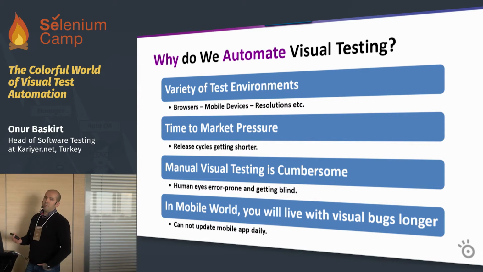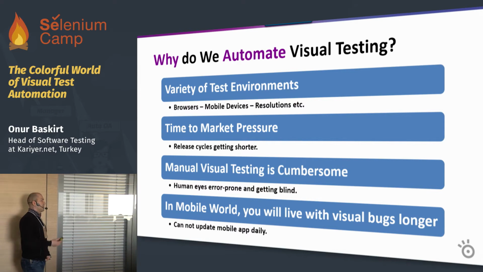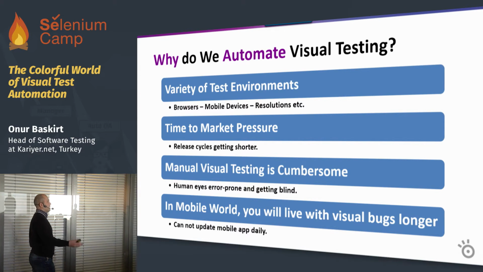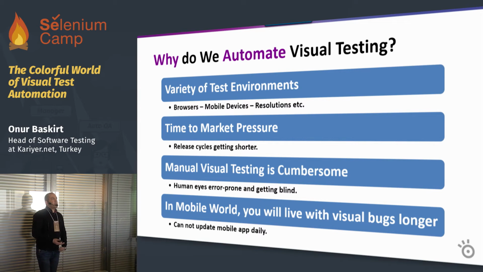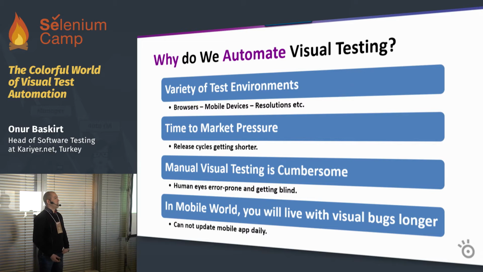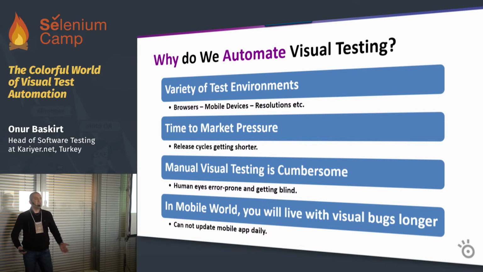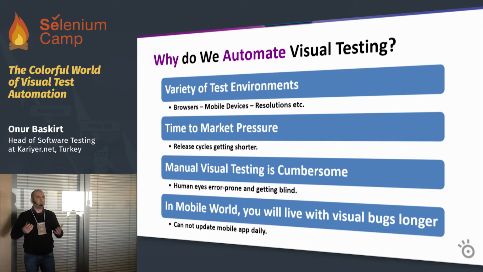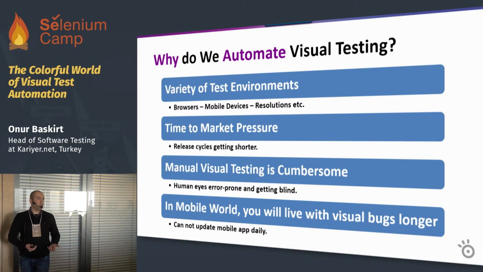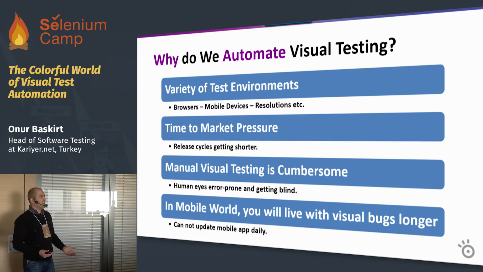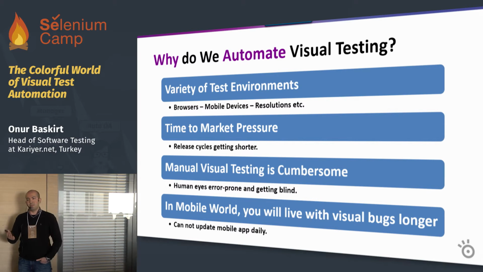Also, as you know, manual visual testing is really cumbersome, really boring. For example, if you do the same visual testing 100 times, your eyes get blind. You cannot recognize some differences. And the human eye is very error prone. So you should automate this process.